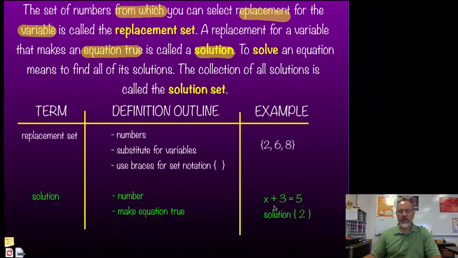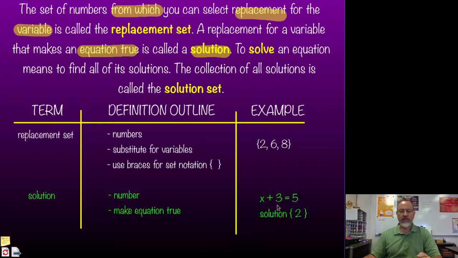So if we have the algebraic equation x plus 3 equals 5, what number would go in for x that would make the equation true? That would give a value of 5 on the left and a value of 5 on the right. Well, if we're using this as our replacement set, the only one of these numbers out of this set that will make this true is the number 2. So my solution is the set {2}.